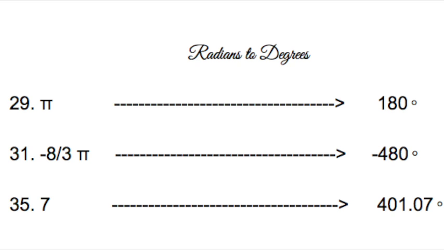In 35, you multiply 7 by 180 and divide that by the most approximate value of pi. Your answer should be, or be close to being, 401.07 degrees.